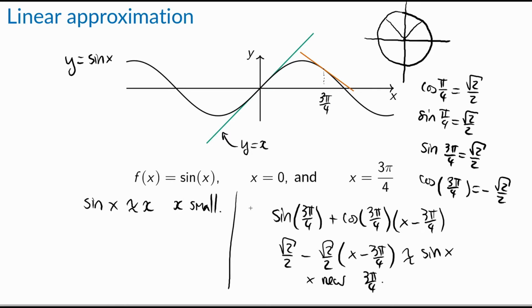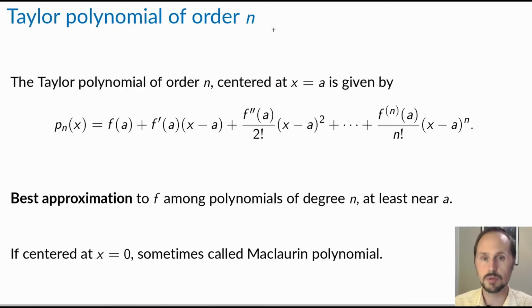So that's the difference between these two linear approximations. The green one is going to be a valid approximation near 0, and the orange one is going to be a valid approximation near 3 pi over 4. Okay, in general, we're going to have this idea now of a Taylor polynomial of order n.